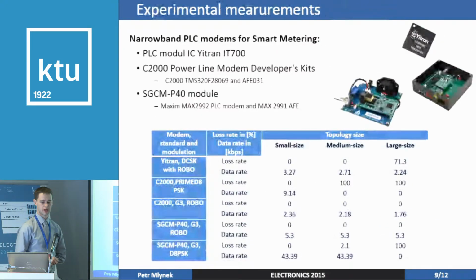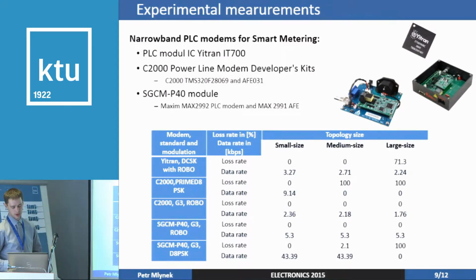Therefore, we carried out some experimental measurements with this type of power line communication modem with different topology sizes and so on. We measured loss rate and data rate for different standards, modulations and modem types. According to this result, we chose the solution from Maxim and this type of modem.